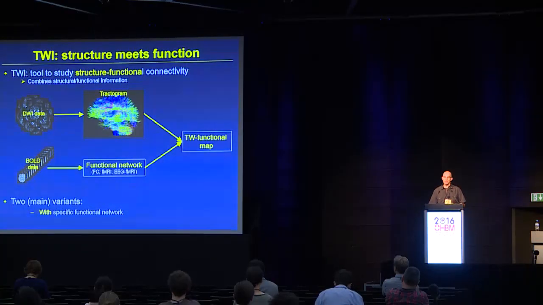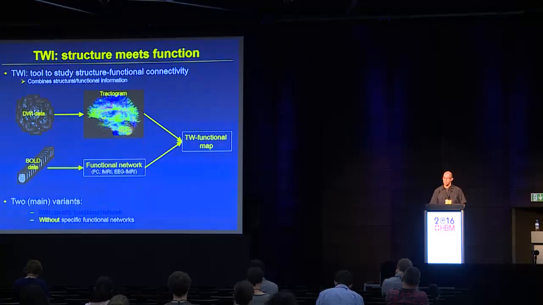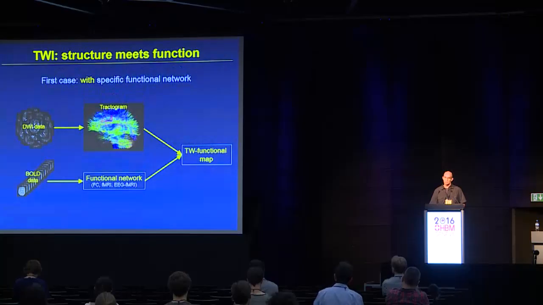The two ways that we can do this is by using a specific network, and this is the example that I've been just showing. So we calculate from the BOLD data a given network, and I'll show an example in the next slide. Or the other way is without having to assume any specific networks. This is a bit more general. The idea is we skip this step altogether and we use the actual BOLD data straight combined with the tractogram to generate our track-weighted map. So let's go to the first case, with a specific network, using this functional network here.